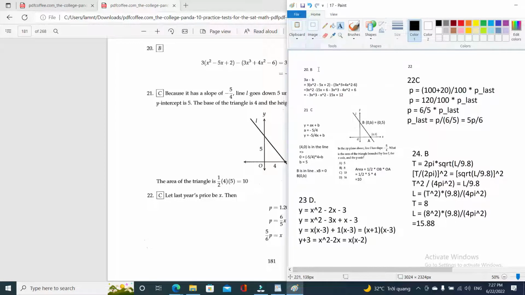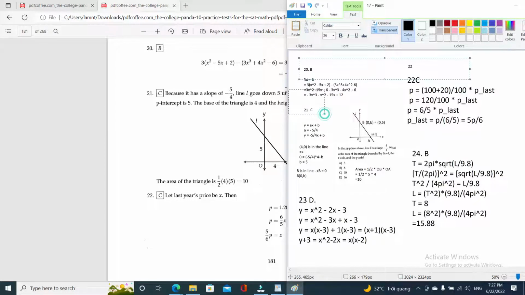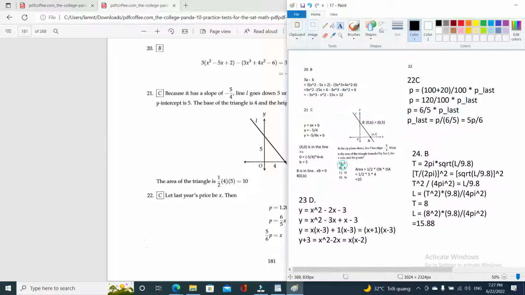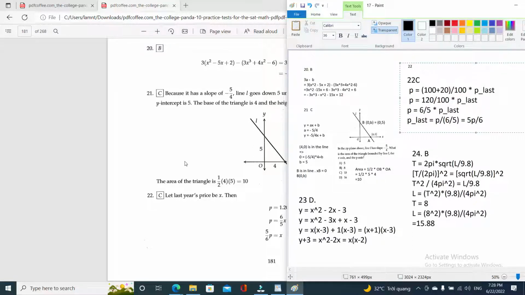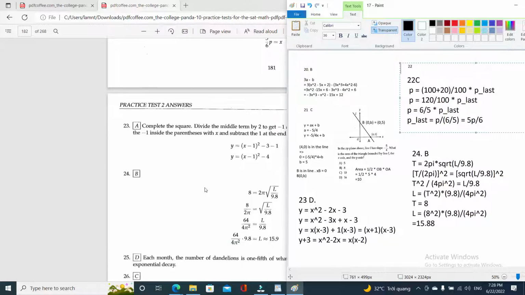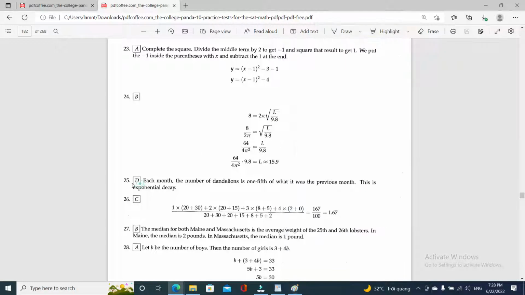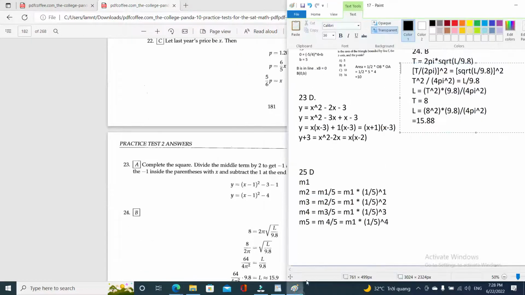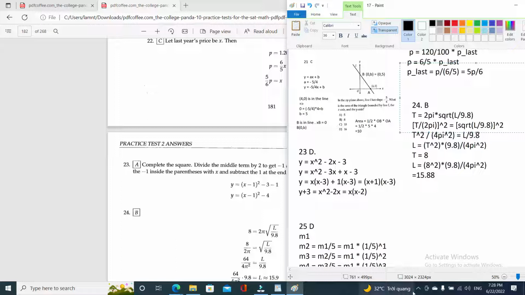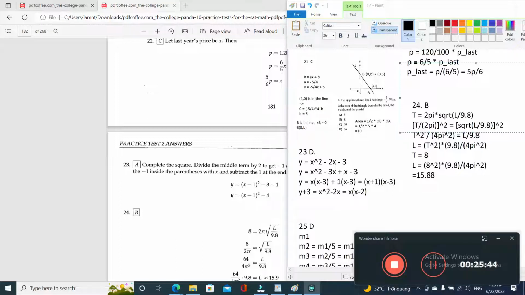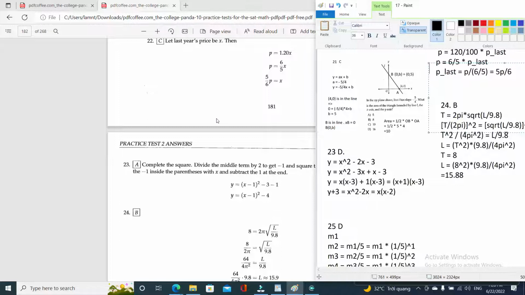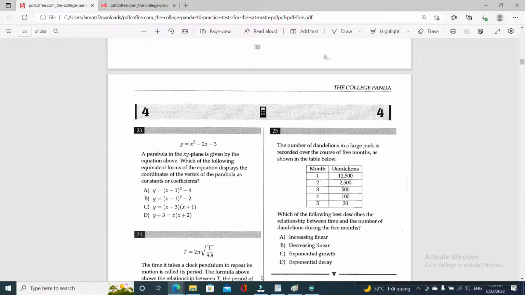20 is B, okay, 21 is C, okay, 22 is C here, 22 is also C here, so we are correct. 23 is D, is A, okay. 24 is B, correct, and 25 is D here. So it's good, but we got it wrong on 23. 23 is actually A. We are wrong, 23 is A.